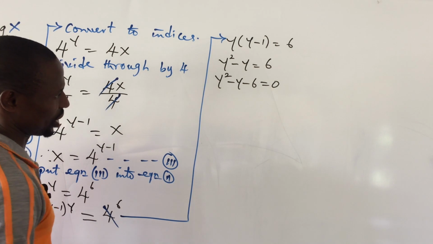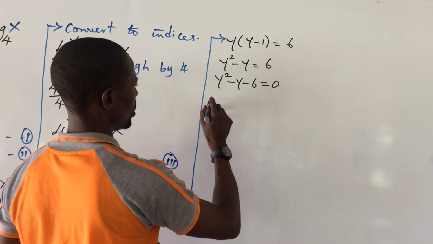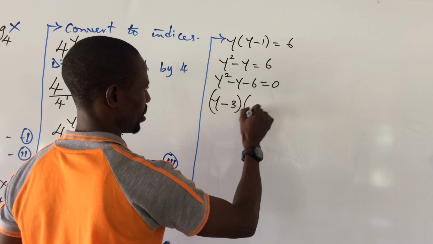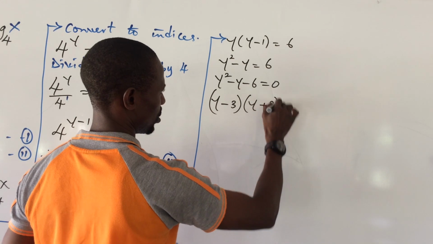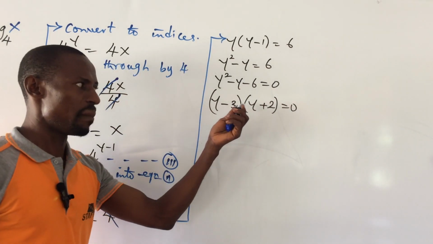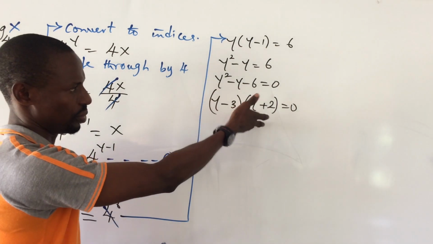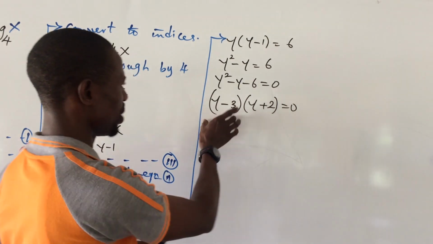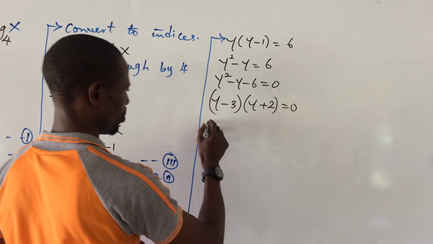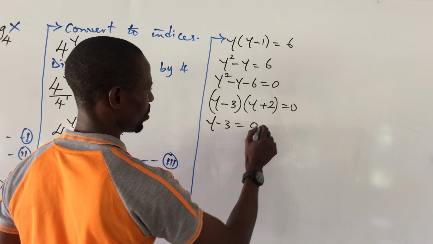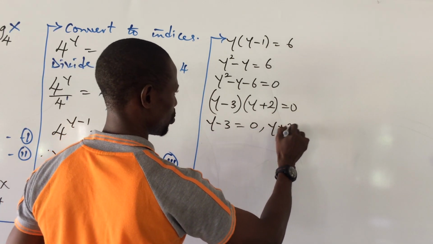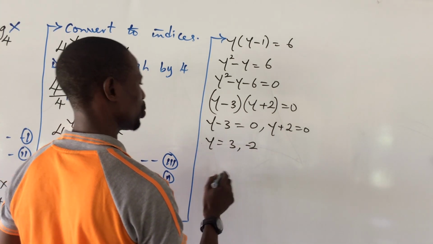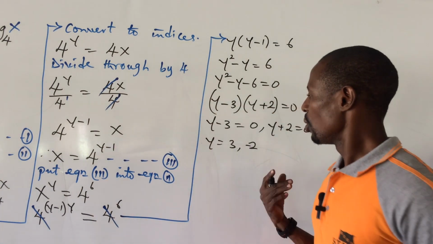If we apply the factorization method, we're going to have y minus 3 close bracket y plus 2 equal to 0. Because we've done much work on this, I just jumped to this stage now. So using the zero product rule, we equate each factor to 0. And so we have y minus 3 equal to 0 and y plus 2 equal to 0. Therefore, we have our y is equal to 3 comma minus 2. We have gotten the value of y.